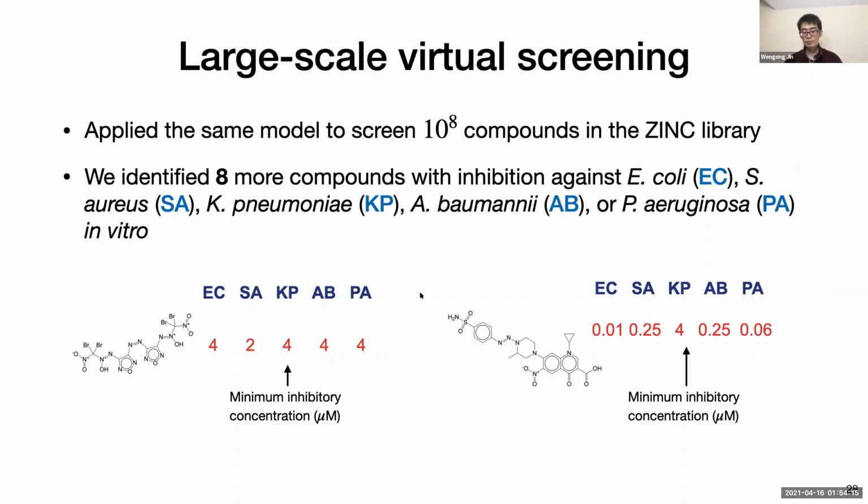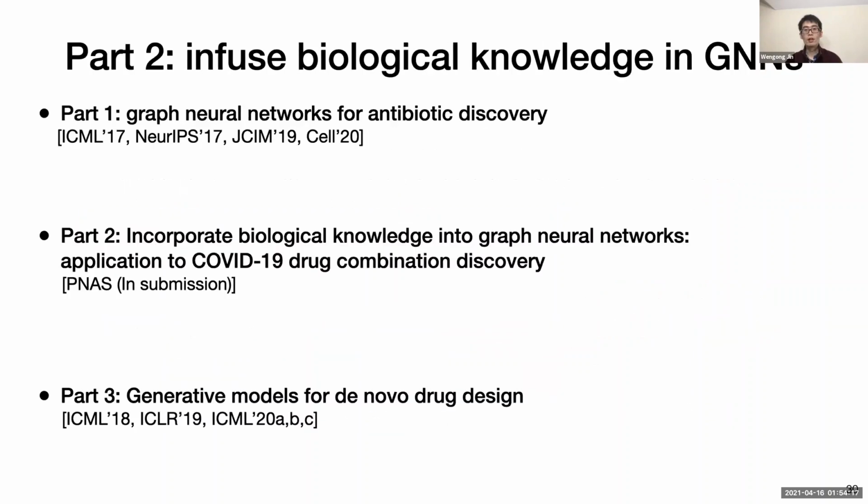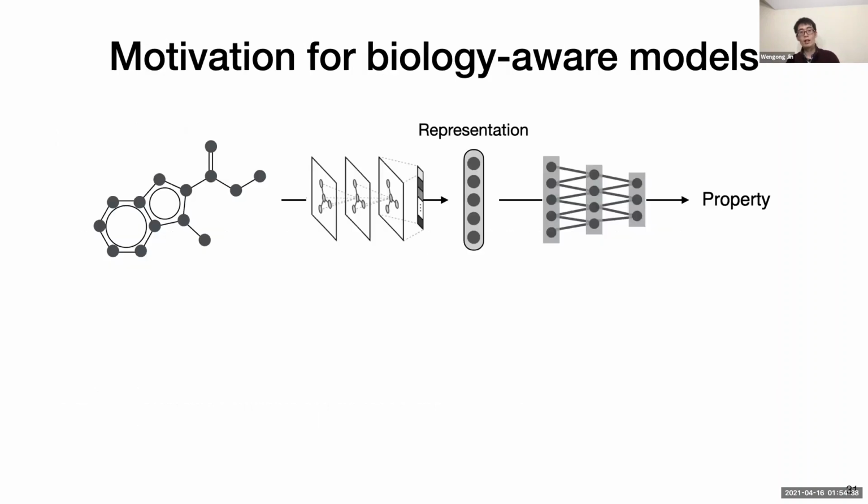Okay, so this concludes the first part. Let me jump into the second part, on infusing biological knowledge into these graph neural networks, and I will demonstrate its application to COVID-19 drug combination discovery.